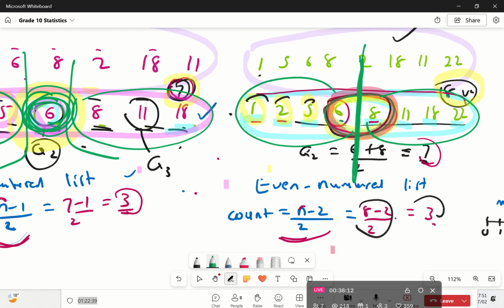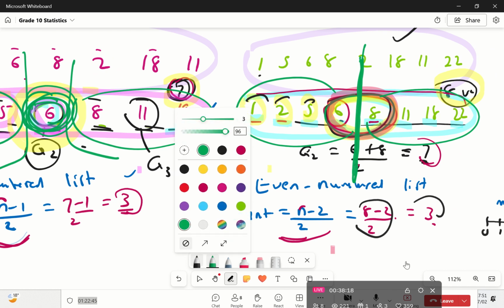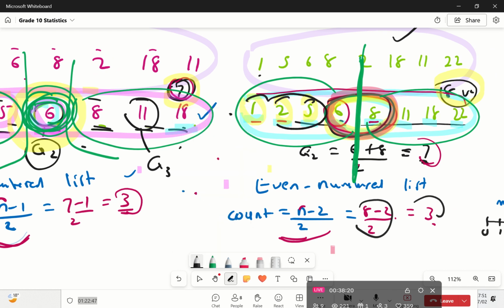Are we happy with that? When you have two median values, then the median values would be, in this case, 2 and 5. This will be 11 and 18.